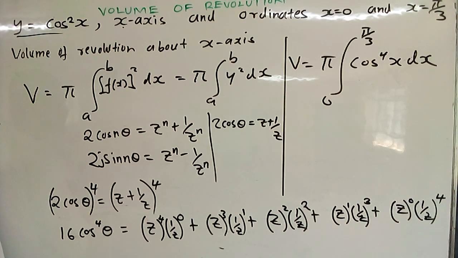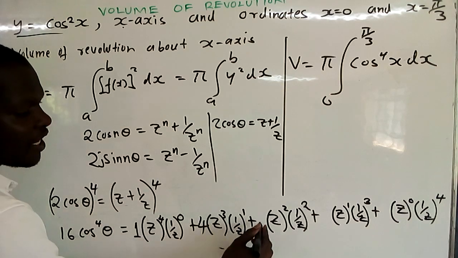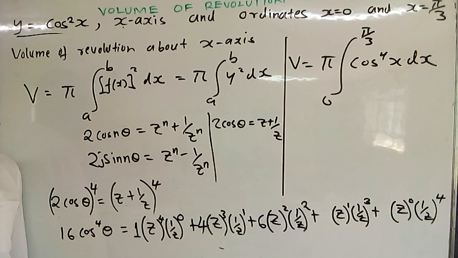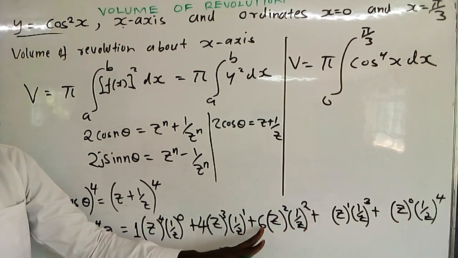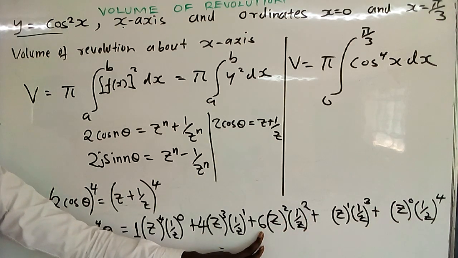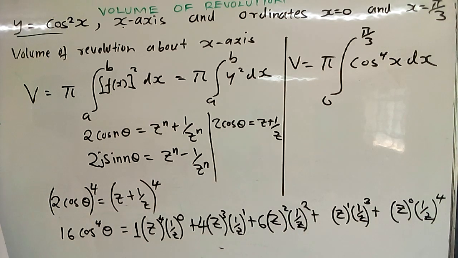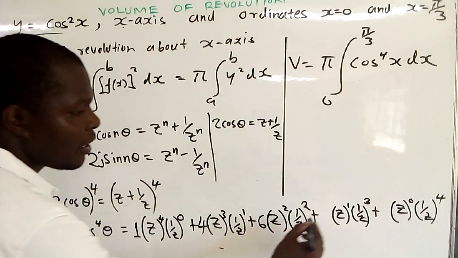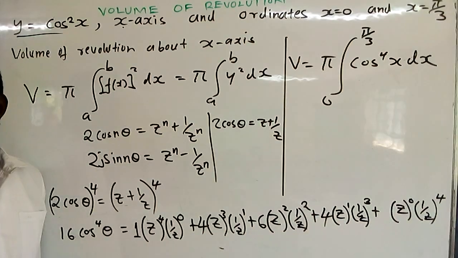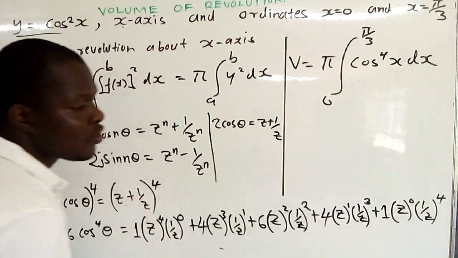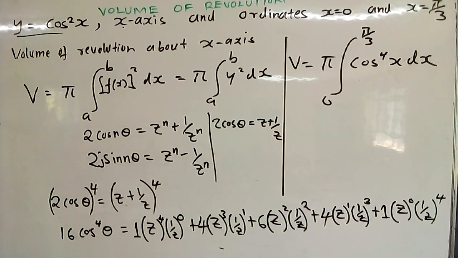N combination R. 4 combination 0, you get the coefficient to be 1. Then 4 combination 1, you get the coefficient to be 4. 4 combination 2, you get the coefficient to be 6. Then 4 combination 3, what is the coefficient? 4. Then you move to 4 combination 4, what have you found? 1. So you place the coefficients of the binomial expansion, isn't it?